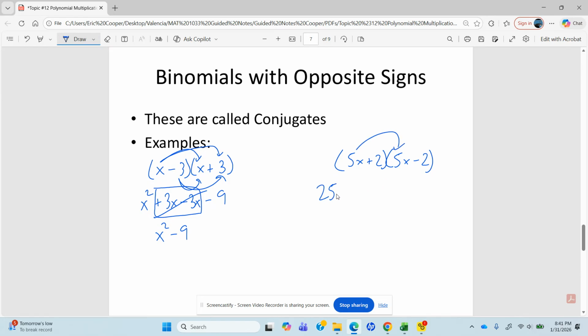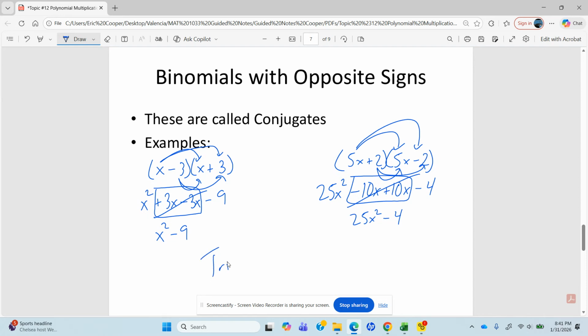5x times 5x is 25x squared. 5x times negative 2 is negative 10x. 2 times 5x is 10x. And 2 times negative 2 is negative 4. And sure enough, if you take a look at the middle, I've got negative 10x plus 10x, which cancels, leaving me with 25x squared minus 4.